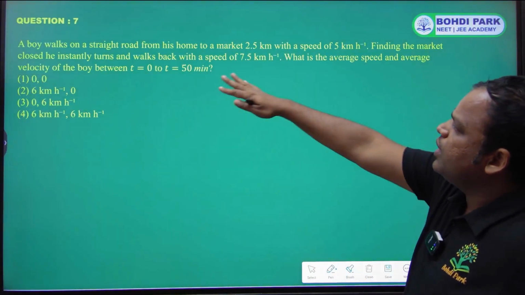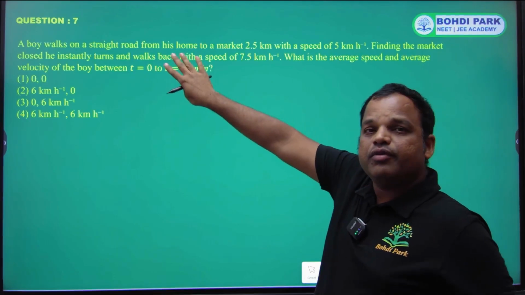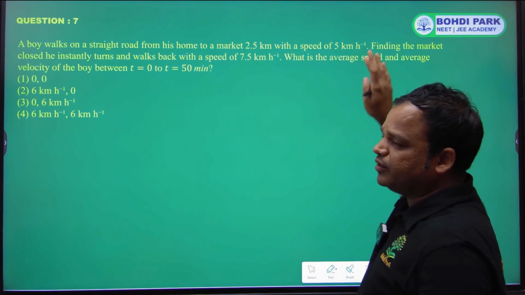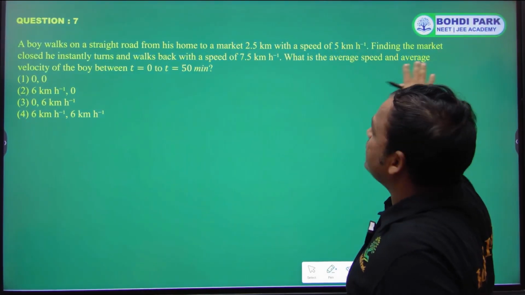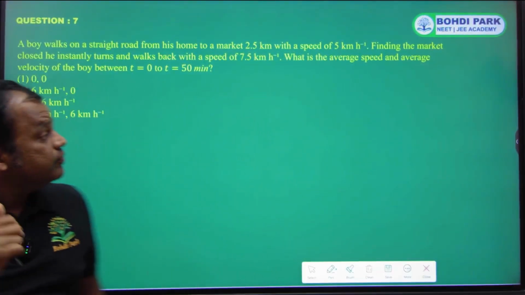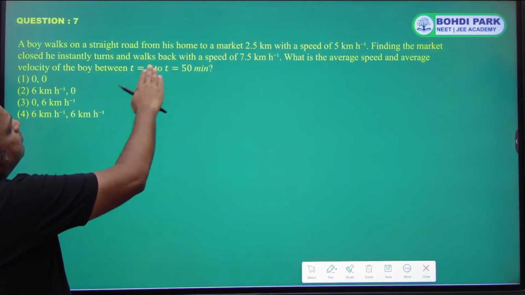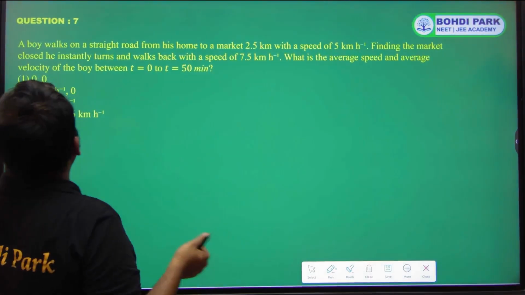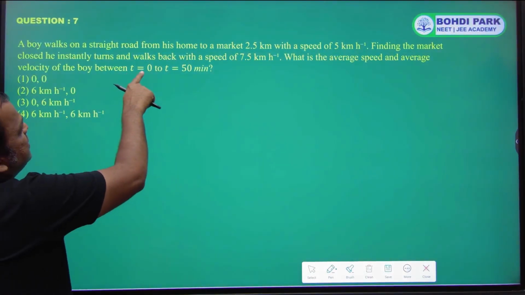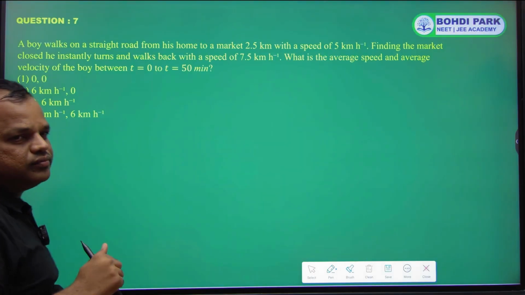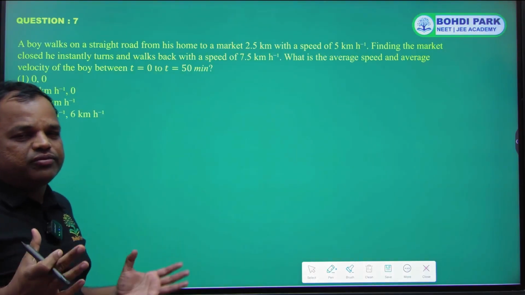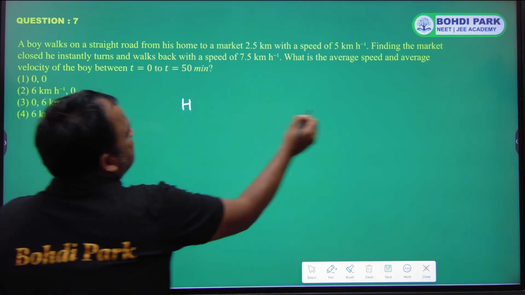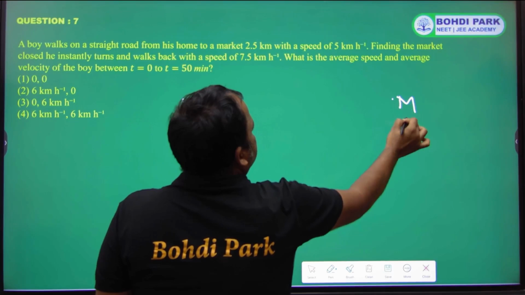Now this question: a boy walks on a straight road from his home to a market 2.5 kilometer away with a speed 5 kilometer per hour. Finding the market closed, he instantly turns and walks back with speed 7.5 kilometer per hour. What is the average speed and average velocity of the boy between 0 to 50 minutes? So we have to draw the diagram for such type of question. So let's consider, this is home and this is market.